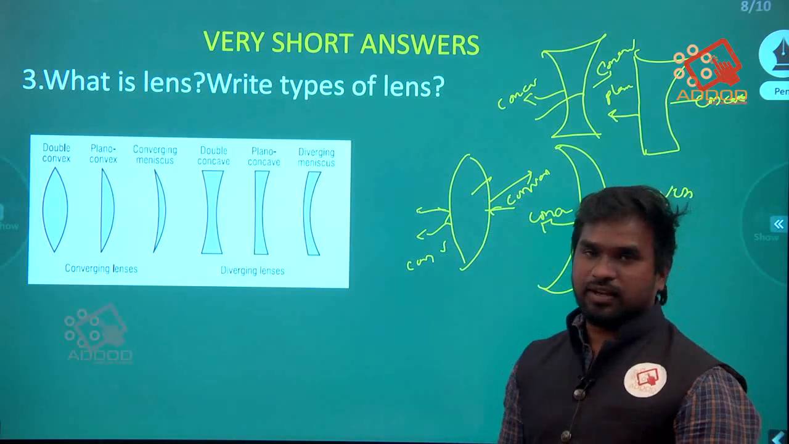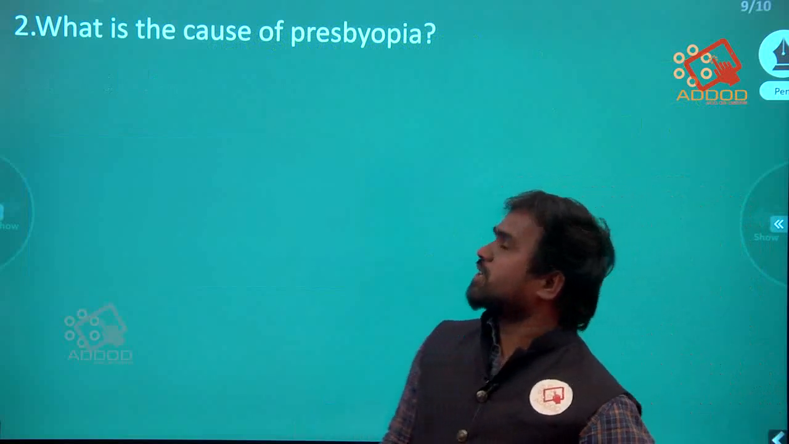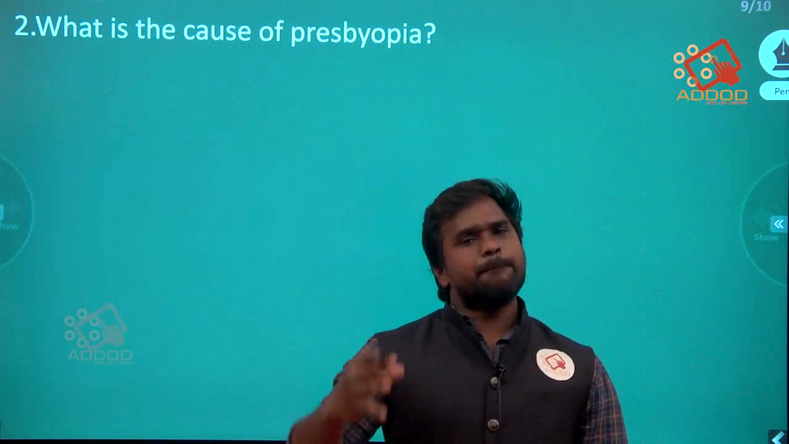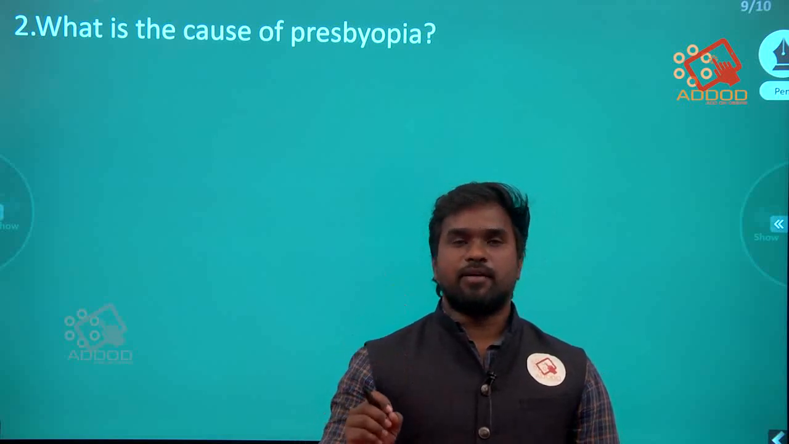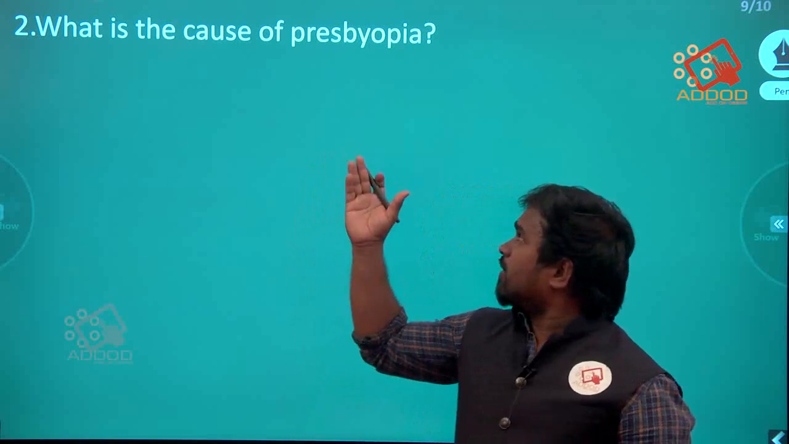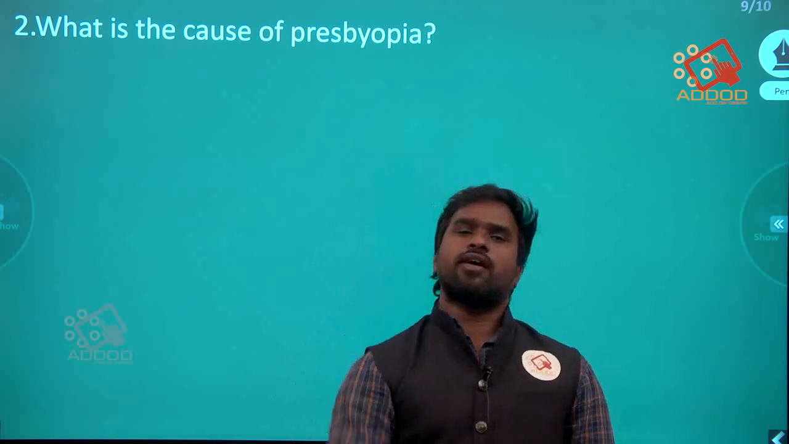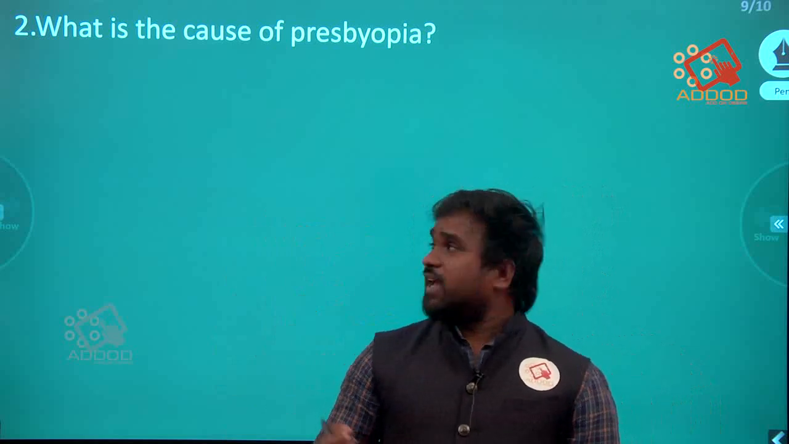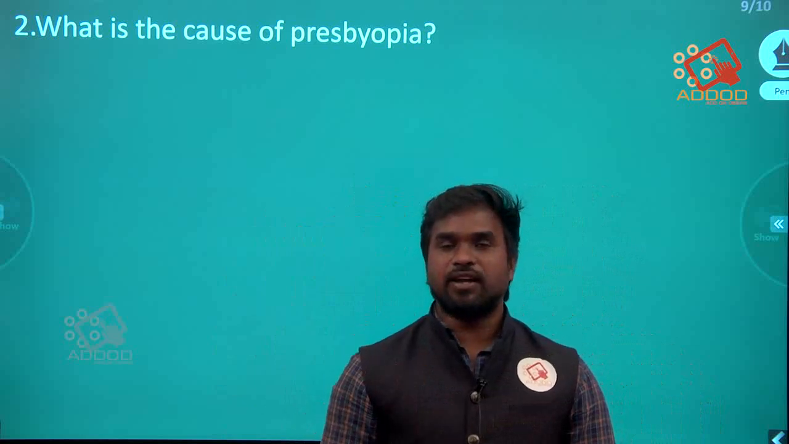Next, what is the cause of presbyopia? Presbyopia is a combined effect of myopia and hypermetropia. If a person is affected by presbyopia, he cannot see near objects and at the same time he cannot see distant objects also. So it is a combined effect of myopia and hypermetropia. To correct presbyopia, we use biconcave and convex lenses. Okay children, I hope you understood.